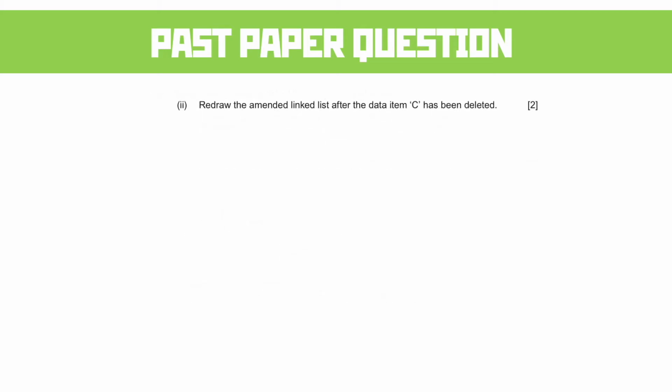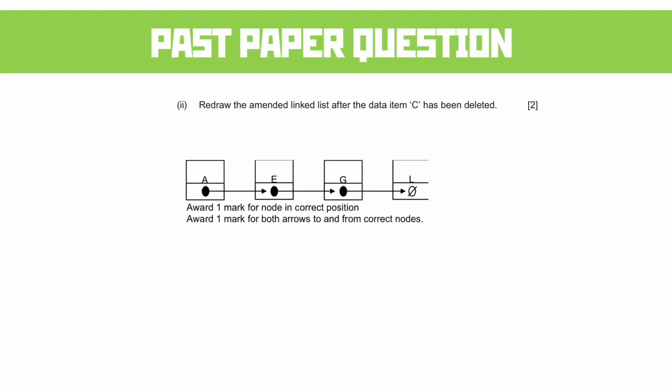Part two, redraw the amended linked list after the data item C has been deleted. So what we're looking for here is if you remove C, then the pointer from A must point to E. So you can remove it completely if you're redrawing the diagram, because we're not doing the array-based illustration here, we're doing the simplified diagrams.